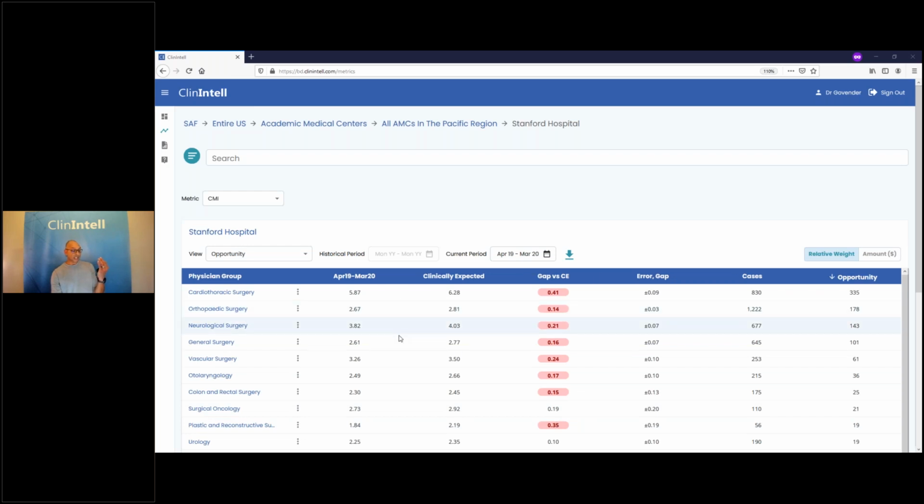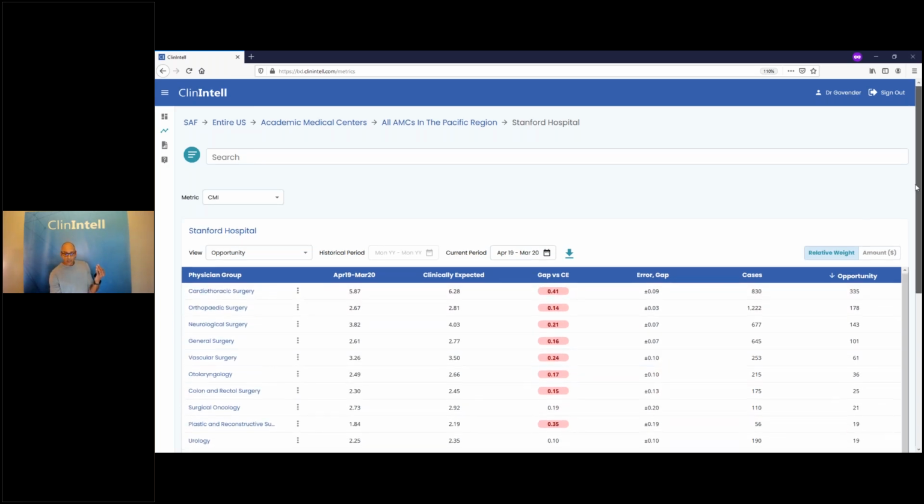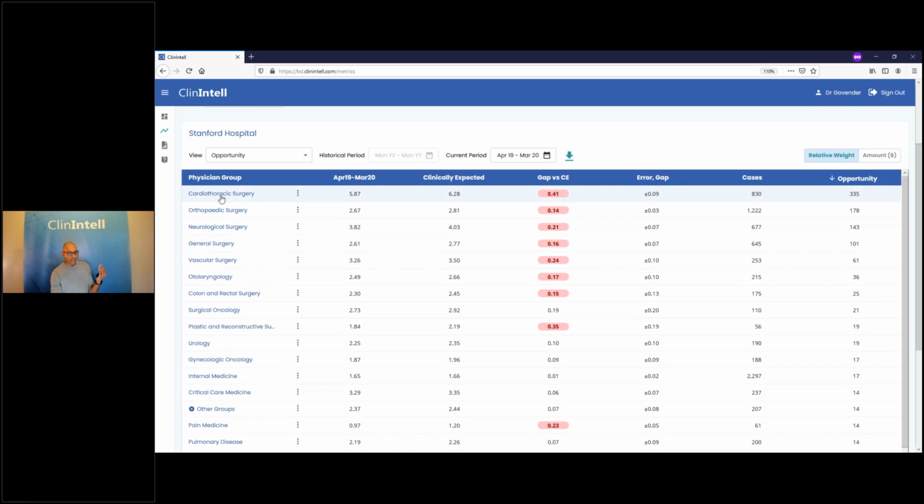Okay, so look at this. This is funny, right? Stanford, highest opportunity in severity reporting or to improve is cardiothoracic surgery, which by the way, is more than likely where those TAVRs are falling. I'm just giving you a situation as to how to manage the metric. I'm sorry, how to manage the system.